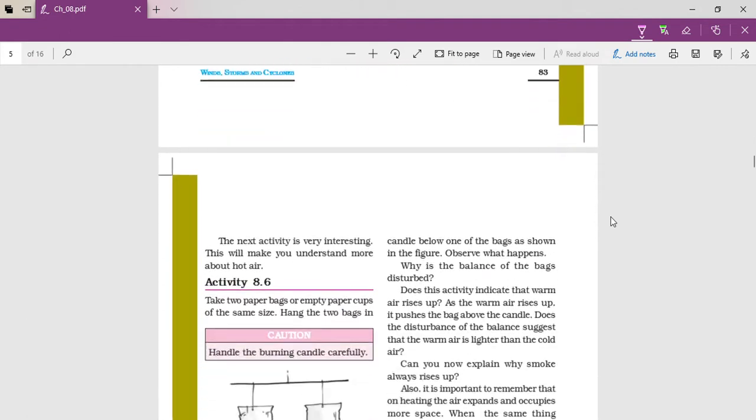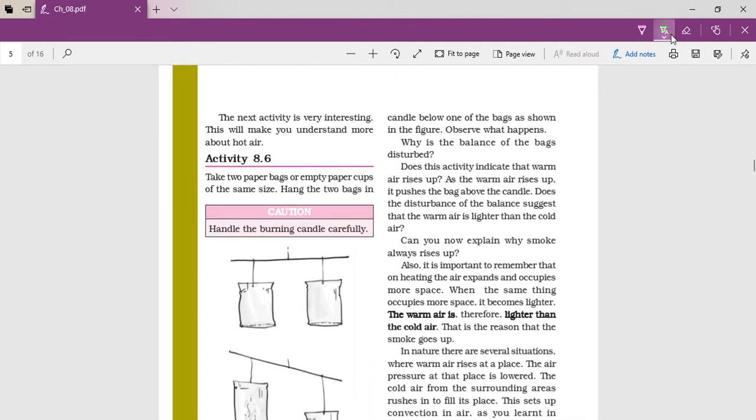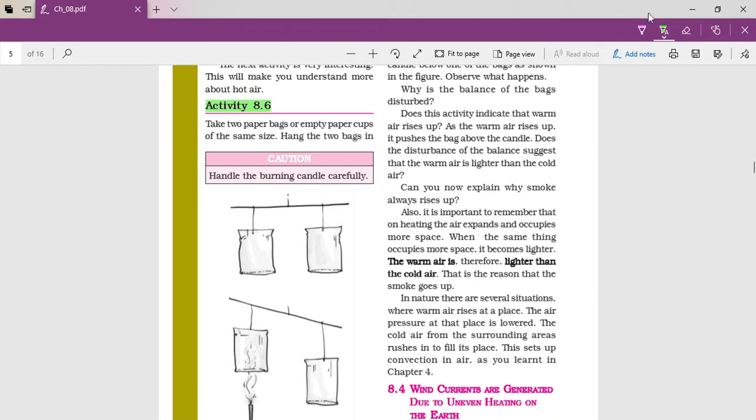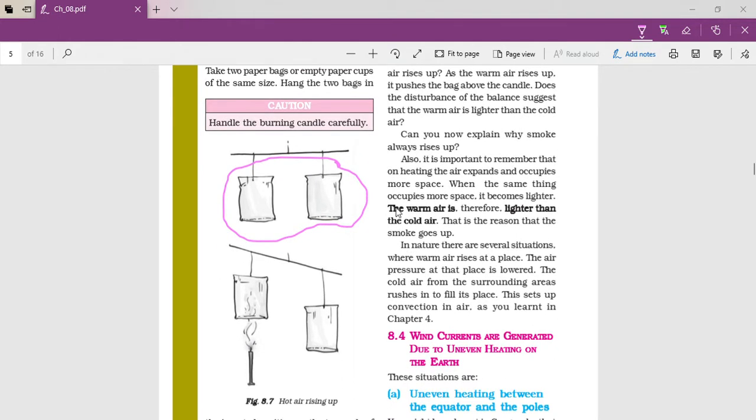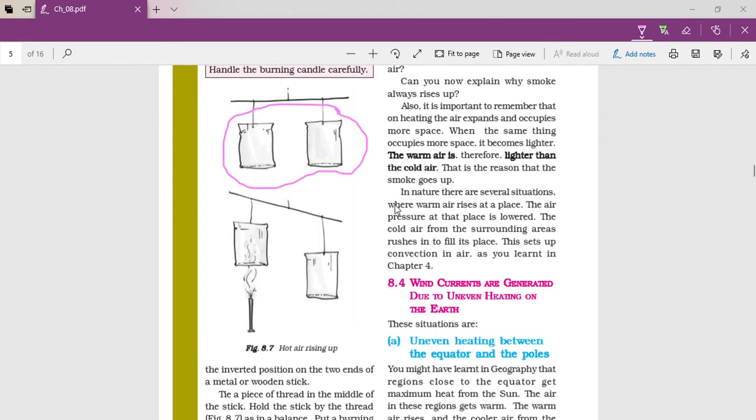Now the next activity is activity 8.6. Take two paper bags or empty paper cups of the same size, hang the two bags in the inverted position on the two ends of a metal or wooden stick. Tie a piece of thread on the middle of the stick. Hold the stick by the thread as shown in figure 8.7, as in a balance.